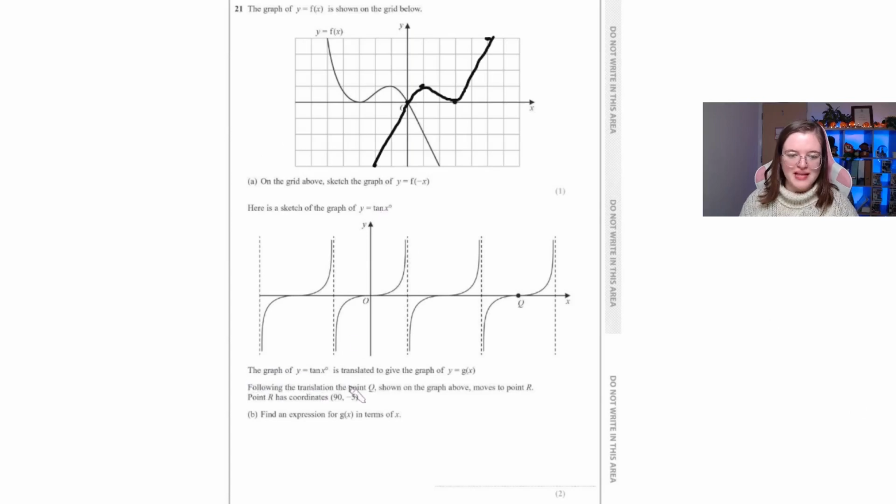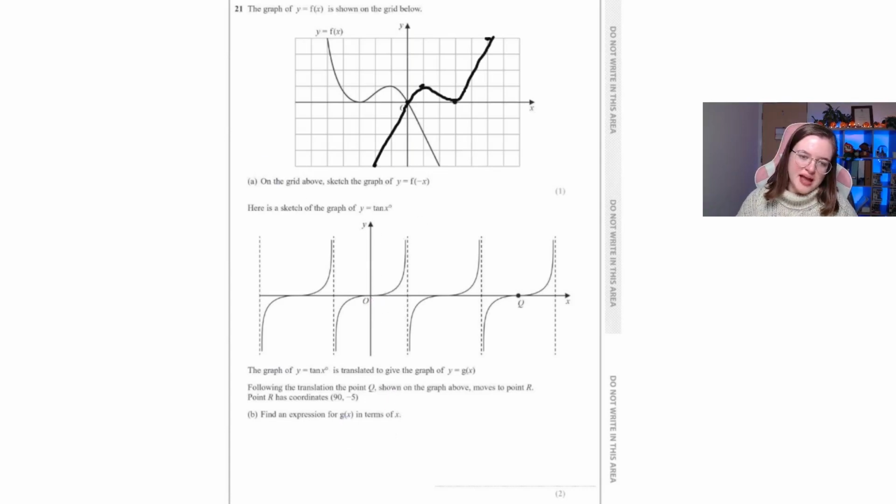The graph of y equals tan x is translated to give the graph of y equals g of x. Following the translation, the point Q shown on the graph above moves to point R. The point R has coordinates 90, minus 5. Find an expression for g of x in terms of x. So, how well do we know our tan graph?